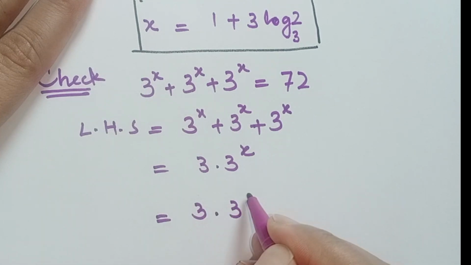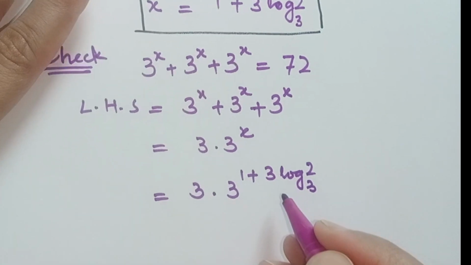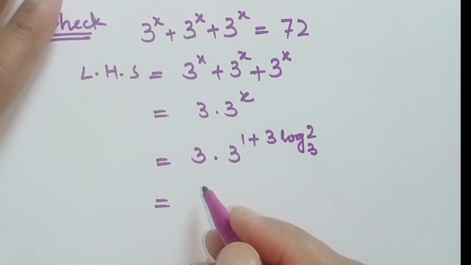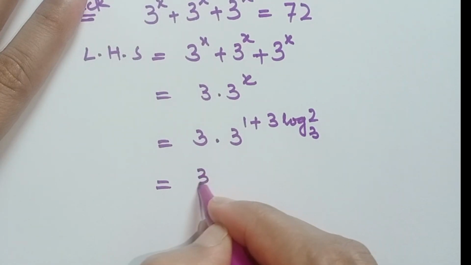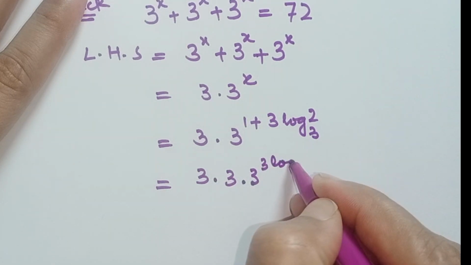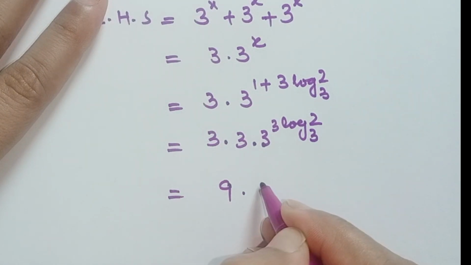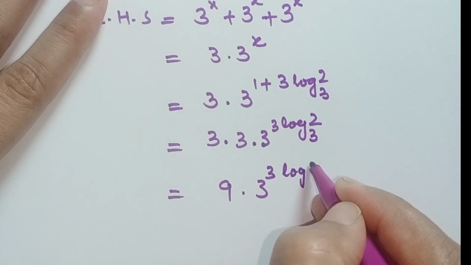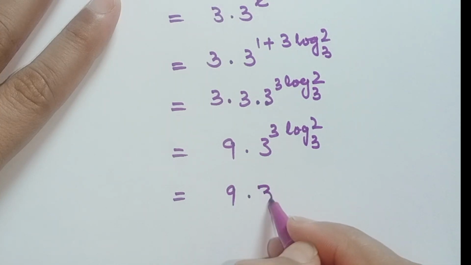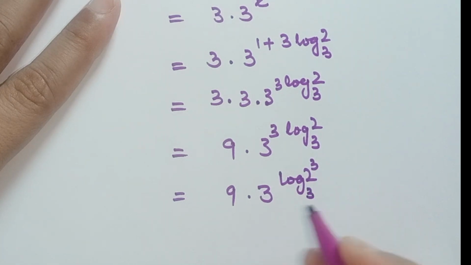3 times 3 power 1 plus 3 log 2 base 3 is equal to 3 times 3 times 3 power 3 log 2 base 3. Here we can separate 3. 3 times 3 gives 9, and we can write 3 power 3 log 2 base 3. So 9 times, here this 3 will shift here and it will become power of 2, 3 power log 2 to the power 3 base 3.